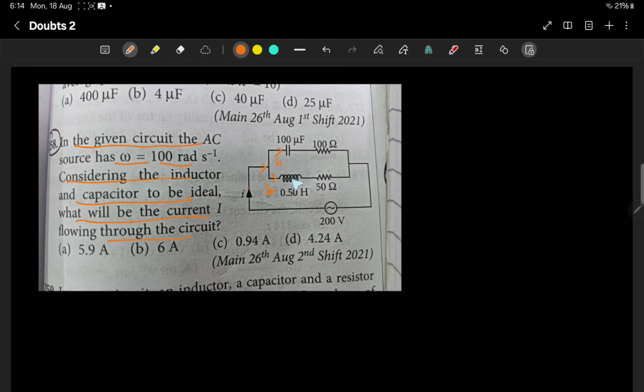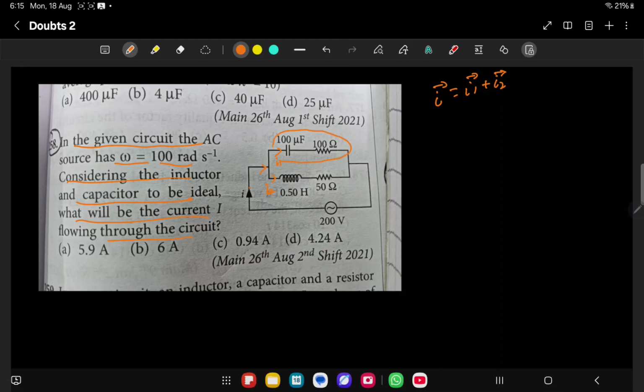Here the capacitor is there, here the inductor is there. Okay, so here your I vector is nothing but I1 vector plus I2 vector. We have to treat the currents as vectors, because here the phase difference between voltage and current will be different. First we can analyze this circuit.